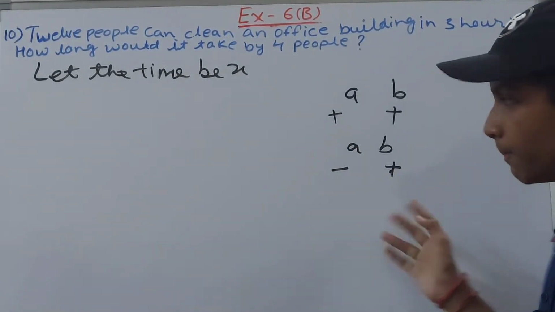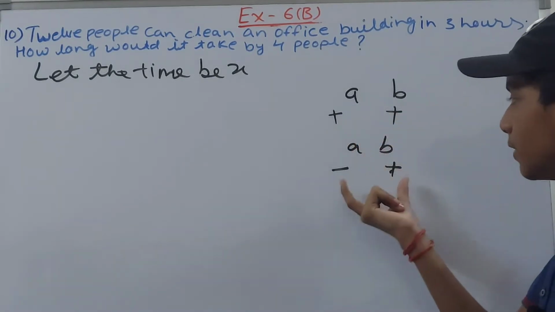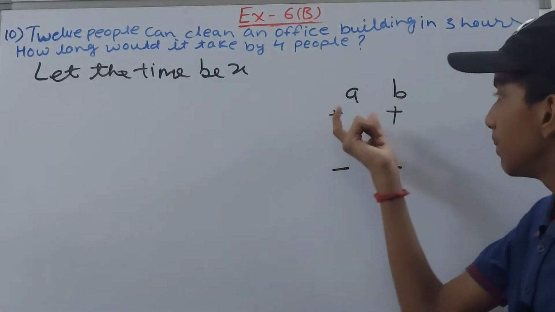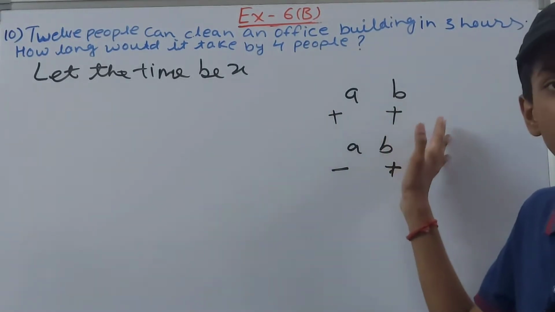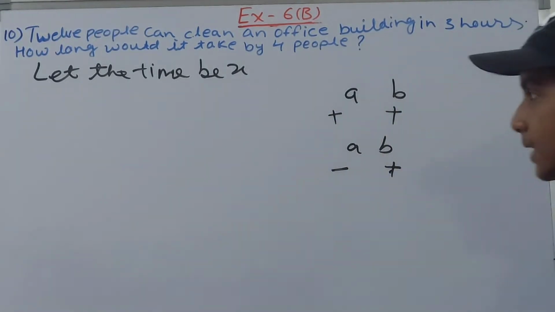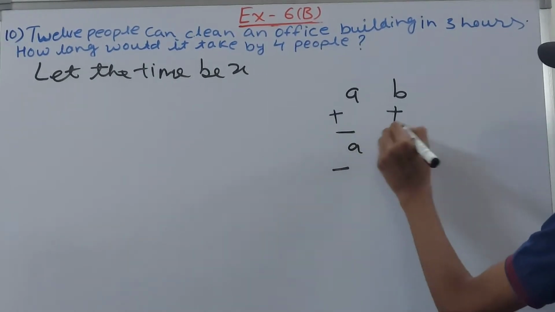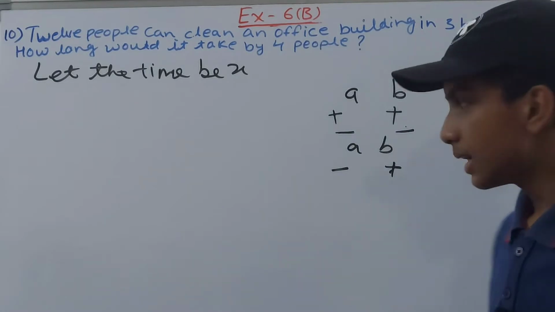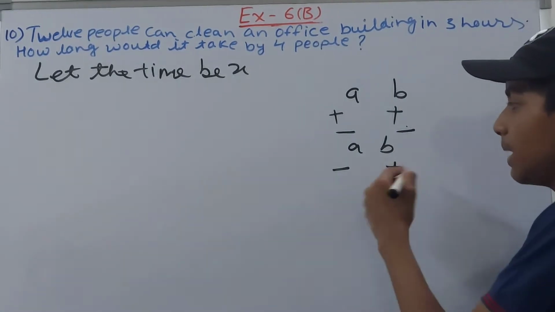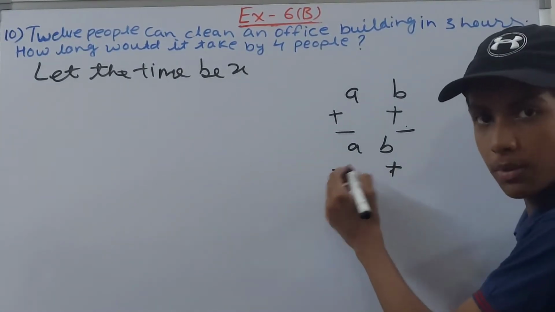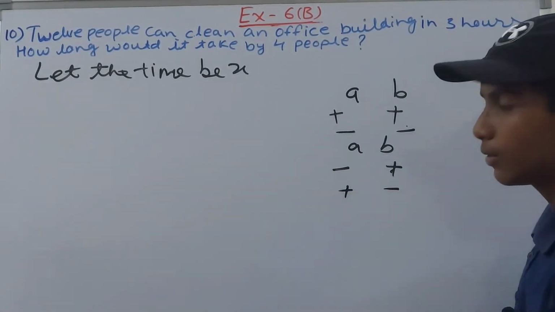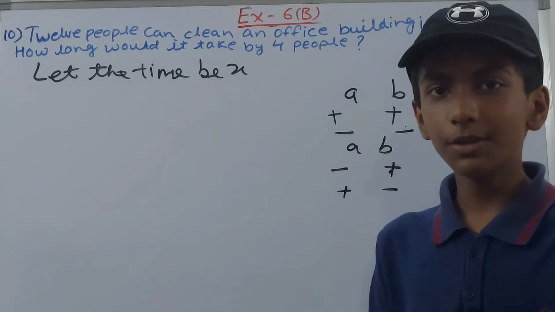Inverse variation, right? So direct variation is when you add something and the other side also adds, or when you subtract, then the other also subtracts. The two operations happen on the same side. Here it is different, A and B. If you subtract from A, it will increase on B. If you increase on A, it will decrease on B. This is what inverse variation is.